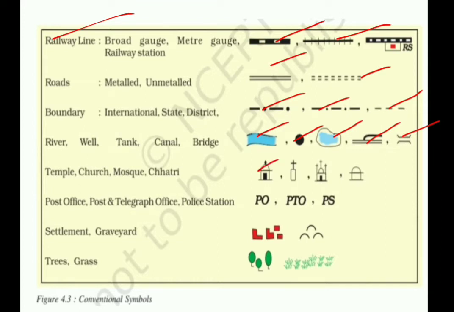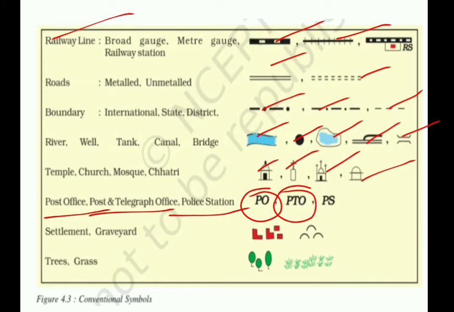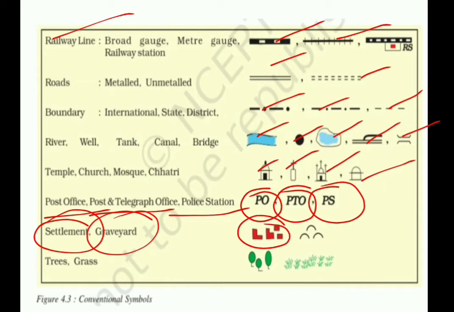Then religious buildings like temple, church, mosque, and chhatri. Chhatri means a resting house for religious persons. Post office, post and telegraph office, and police station are mentioned with alphabets. For example, PO means post office, post and telegraph office is mentioned with the alphabets PTO, and police station with the alphabets PS. Then settlement, the area where people are living, is called a settlement. And graveyard: these are in red color, in L shape, rectangular shape, and square shape.